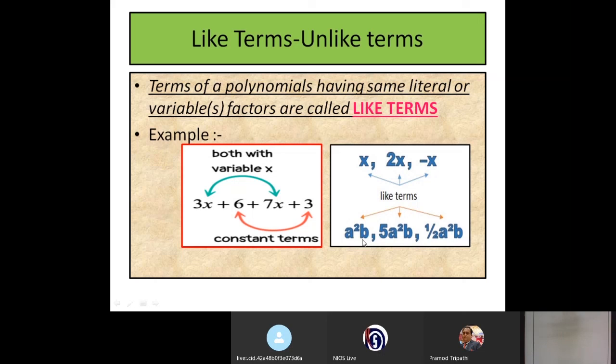So a has come here 2 times, b has come here 1 time. In the second case, a square, so the literal factors are a into a, or 2 times a, and b. So in all 3 cases, we see a square b, a square b, a square b, and in all these cases the literal factors are the same, so they are like terms.